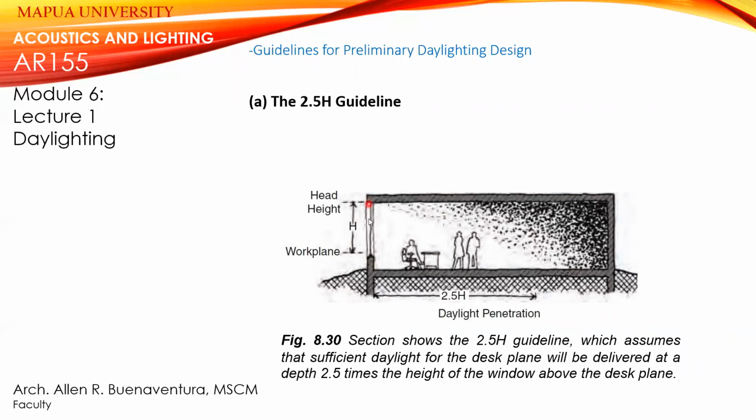So if this window is about 1 meter, the daylight will penetrate inside the room 2.5 times. Okay, so if this is 1, this is 2.5. If this is 0.5, this will be less than 2.5, or 1.25 the height. So you need to understand that if you have a large opening, you will have better daylighting inside the room.